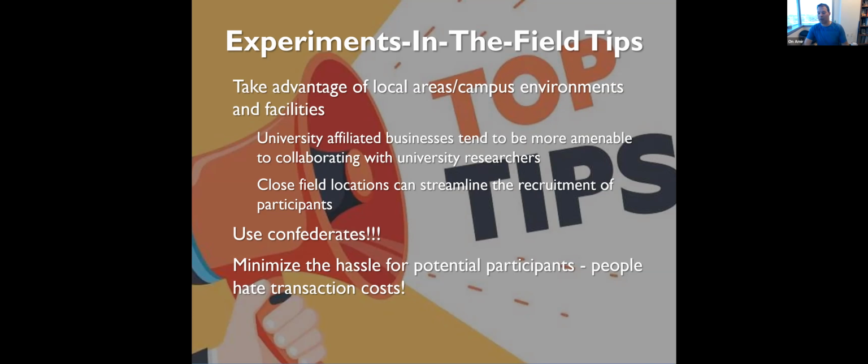So you have someone who doesn't know what the conditions are, which is what you want from a confederate, someone who doesn't know what the experiment's about. But we didn't have to pay them. We just did kind of, I'll help you if you help me. And that seemed to have worked quite well.